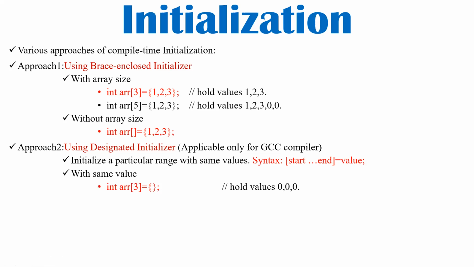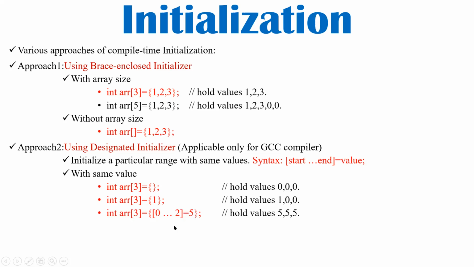With the same value, if I initialize like this with empty braces, it will hold the value 0. If I am not assigning any values within the braces, it will automatically take 0. If I give it like this, the 1 will be assigned to the first position, and the remaining positions will take 0, 0.